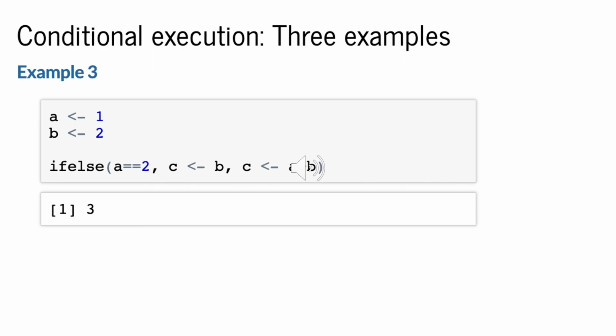In the final conditional execution example, we make use of the if-else function. This has 3 arguments. The first is the condition, the second is what to do if the condition is satisfied, and the third is what to do if the condition is not satisfied. So in one go, we have if-else. Does A equal 2? If so, assign C to be equal to B. Otherwise, assign C to be equal to A plus B.